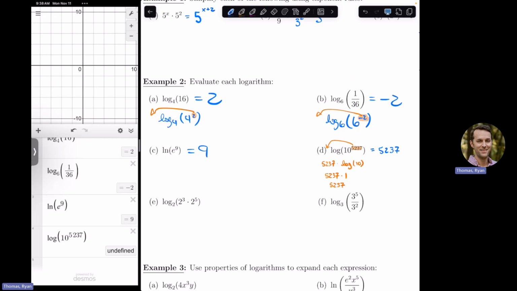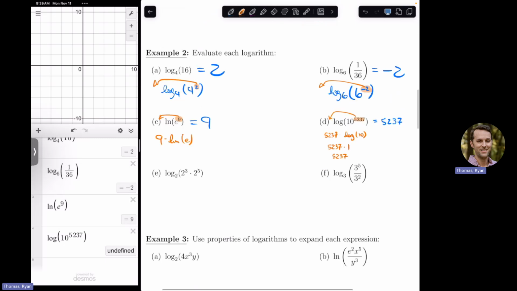The same thing's true here. The natural log of e to the 9th. That's like 9 times the natural log of e, but the natural log and e are inverses to each other, so that's just 1, which is how we get to 9. Okay?